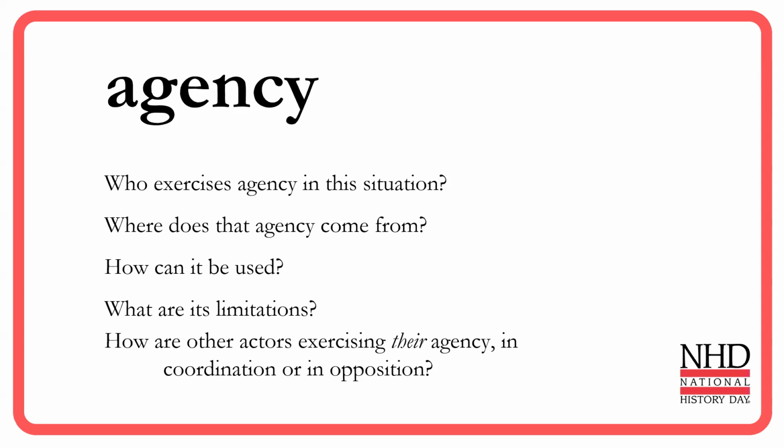And then when you're getting really sophisticated, thinking about how other historical actors are exercising their agency, because often attempts to exert pressure or leverage or influence are coming into contact with other similar efforts. They're acting in coalition or they're acting in opposition. And this is where our thinking about the past really starts to come into sharper focus.